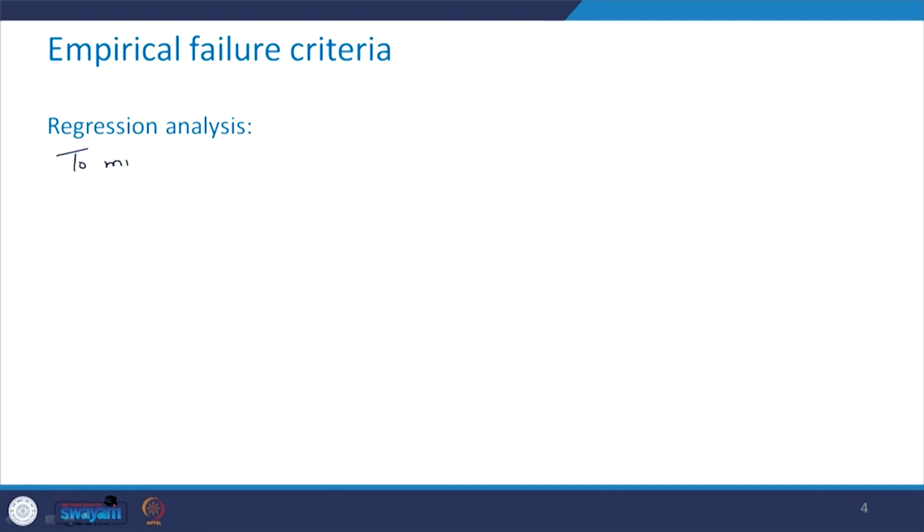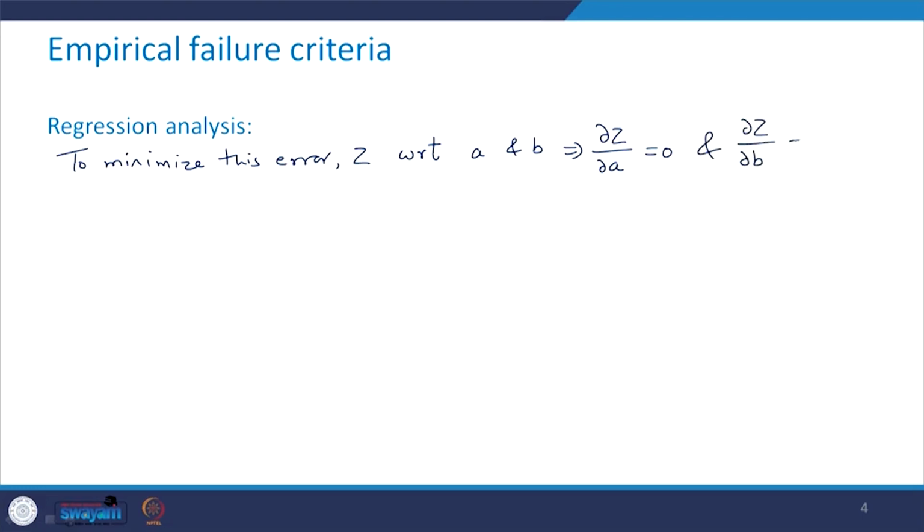To minimize this error, which is z, with respect to a and b, what do we need to do? We need to do del z del a equal to 0 and del z del b equal to 0.